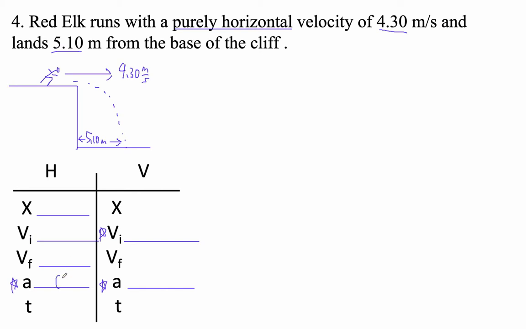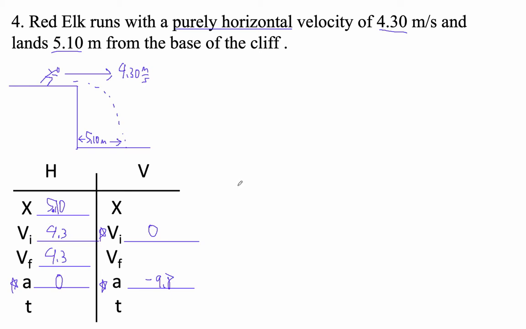All right, so the things we always know are 0, negative 9.8, and this is 0. So purely horizontal velocity means we're not moving up or down. Nothing propels us in the vertical direction, and gravity is accelerating down. And then this 4.3 is our velocity horizontally, and 5.1 is how far it is from the base of the cliff. So that's our 5.10.